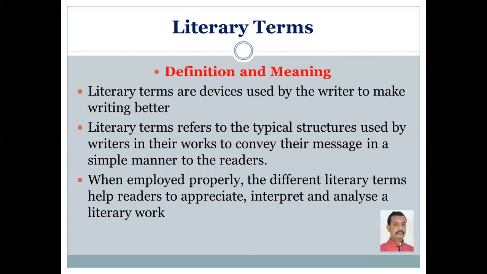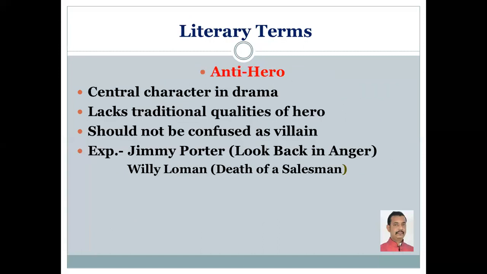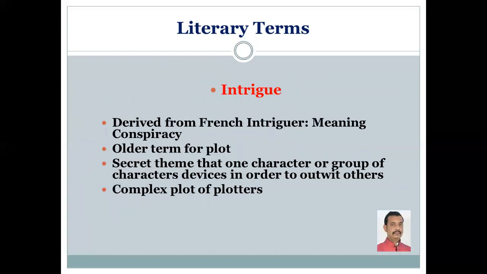Various literary terms that we have discussed in these lectures are antihero, intrigue, catharsis, hamartia, subplot, three unities, suspense, and surprise. The first literary term was antihero. Antihero is a central character in a drama or the narrative work. Antihero or heroine, the central character, lacks traditional qualities of the hero and should not be confused with a villain. The famous examples are Jimmy Porter in the play Look Back in Anger and Willy Loman in the play Death of a Salesman.